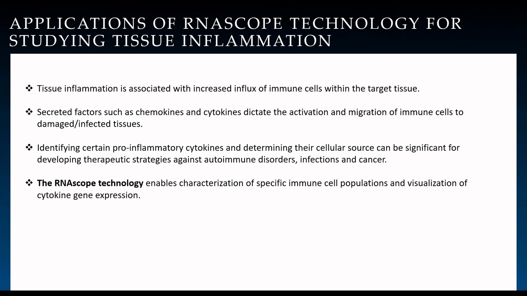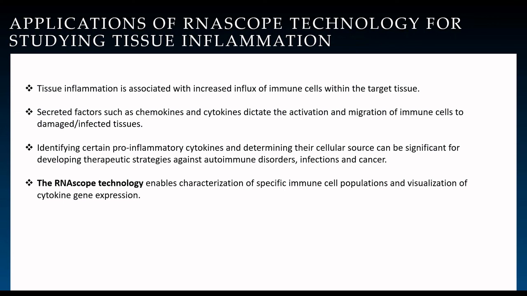Now let's focus on today's topic of interest, which is to look at applications of RNAscope technology in inflammation research. Tissue inflammation normally encompasses increased influx of immune cells in target tissue. Now this can happen in injury, in diseases like cancer or autoimmune disorders, and so on. With our technology, we can visualize target immune cells and the secreted chemokines and cytokines in your target tissue.